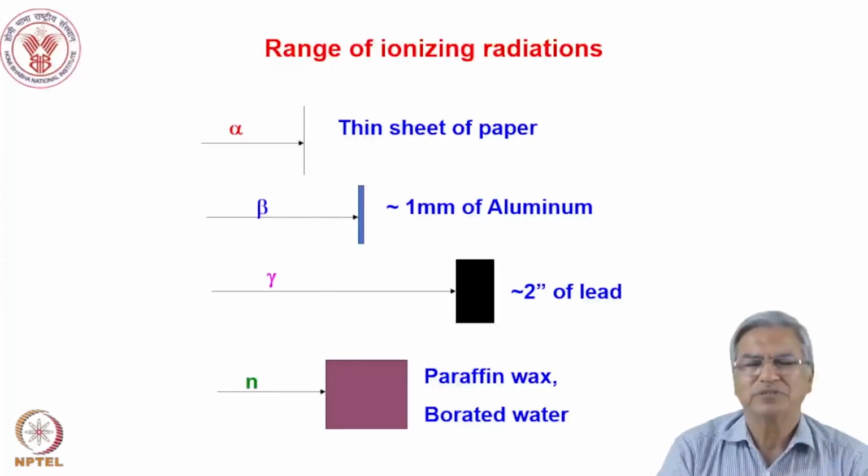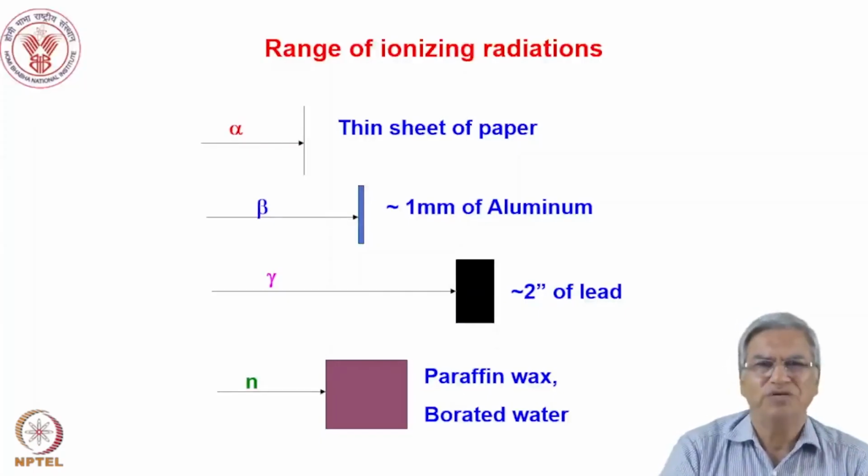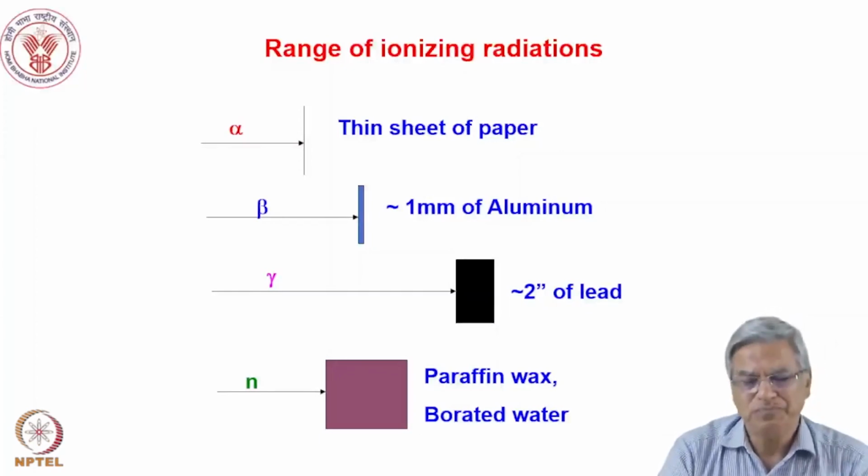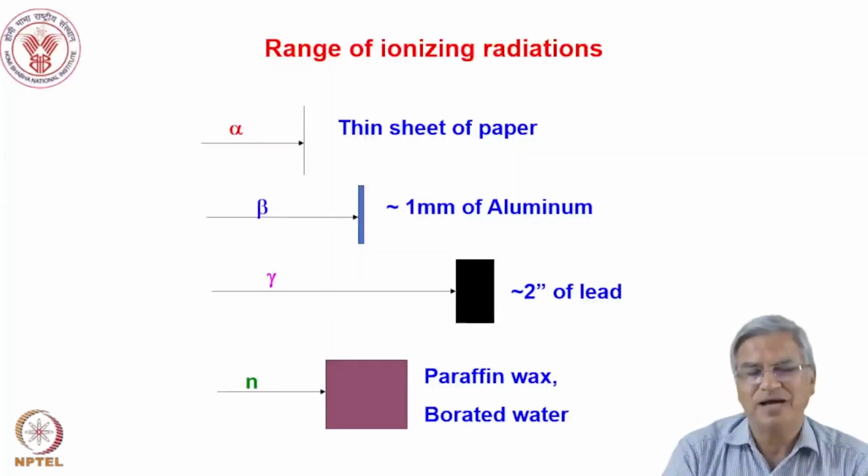I suppose you are wearing surgical gloves. They are enough to stop the alpha. It will not reach your hands. The beta particles of energy 1 or 2 MeV can be stopped even by 1 or 2 millimeters of aluminum metal. So you can see they can travel more distance, so their ranges are higher.